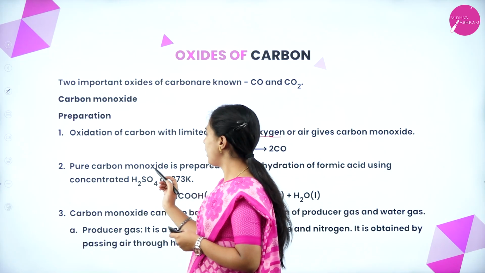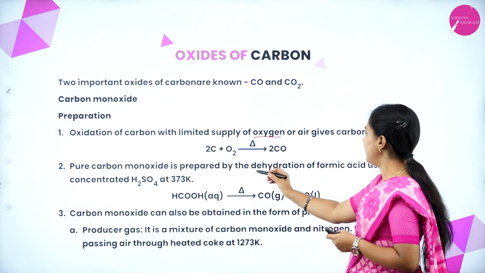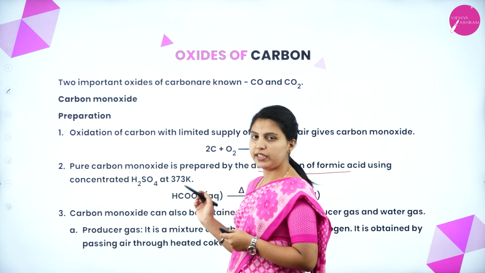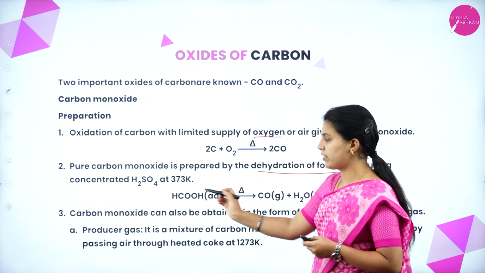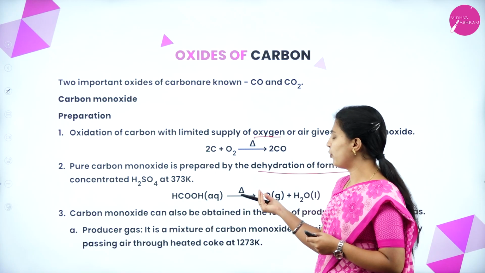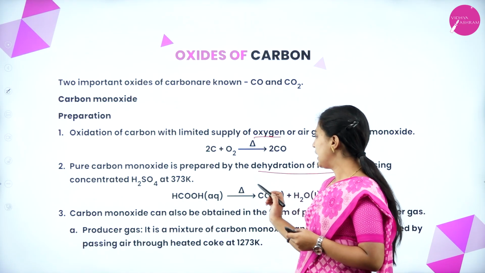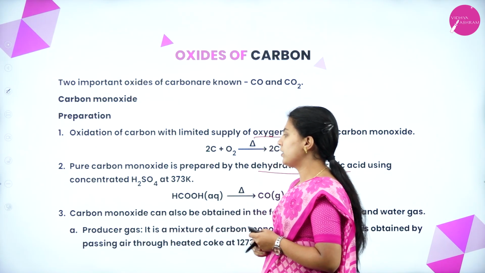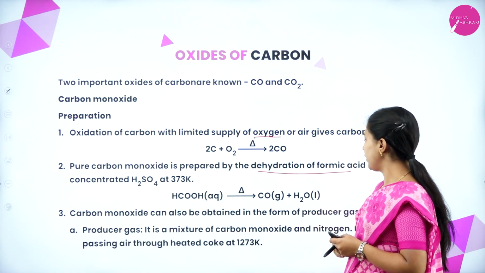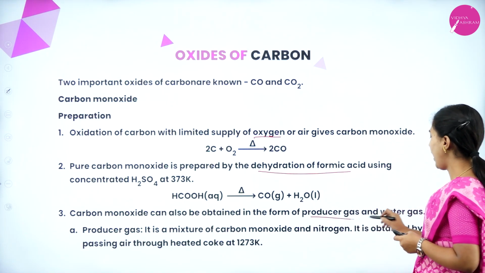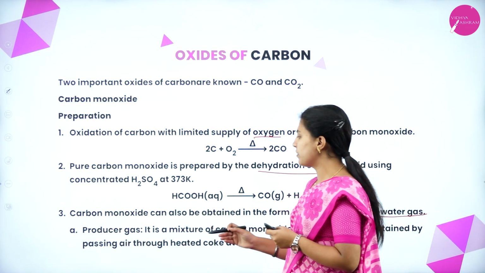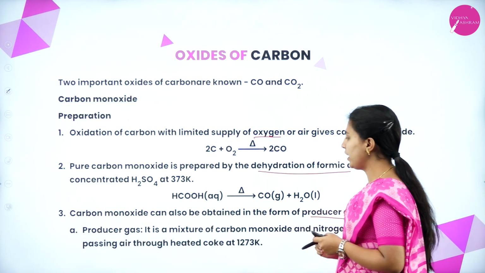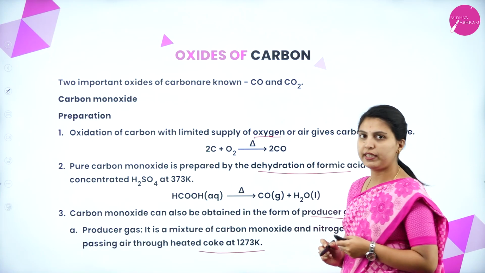Another method, pure carbon monoxide is prepared by the dehydration of formic acid using concentrated H2SO4 at 373 Kelvin. Formic acid means HCOOH. Dehydration means removal of water molecule, which will form carbon monoxide, and the water molecule will be the removal part. Another method, carbon monoxide can also be obtained in the form of producer gas and water gas. Producer gas is a mixture of carbon monoxide and nitrogen. It is obtained by passing air through heated coke at 1273 Kelvin.